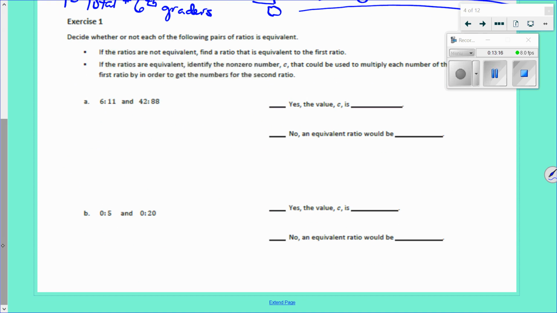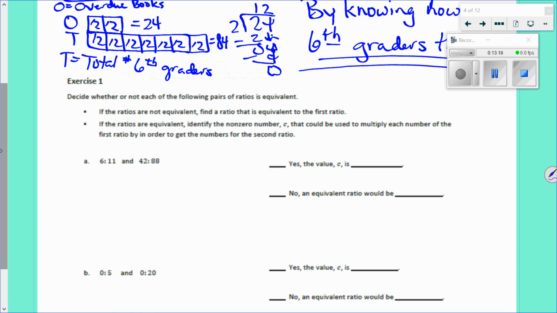We're going to go ahead and do this one piece together as well. Decide whether or not each of the following pairs of ratios is equivalent. If the ratios are not equivalent, find a ratio that is equivalent to the first ratio. If the ratios are equivalent, identify the non-zero number C, or in other words, your ratio constant, that could be used to multiply each number of the first ratio in order to get the numbers for the second ratio. So we're going to do these first two together just to give you an idea of what we're looking at. Okay?